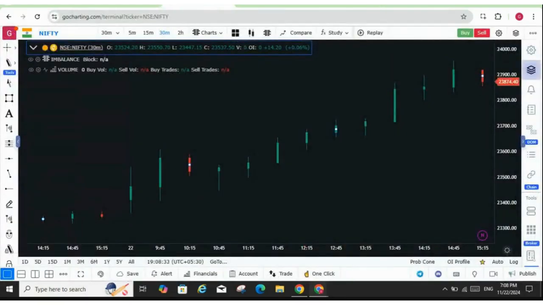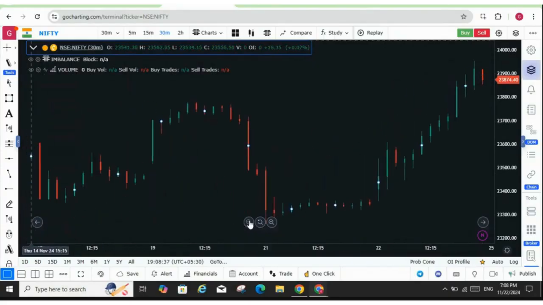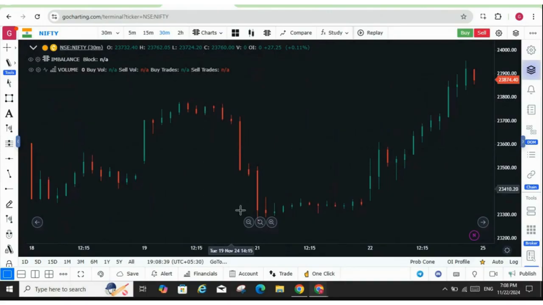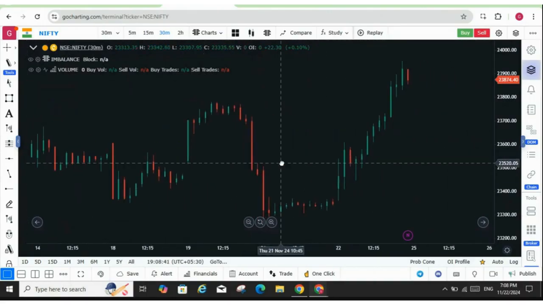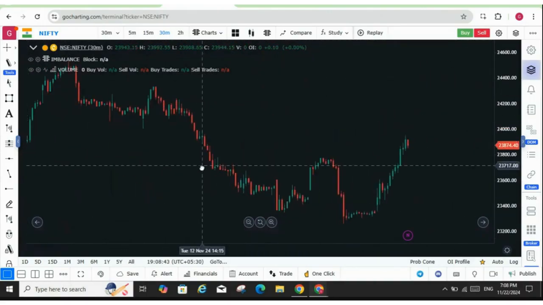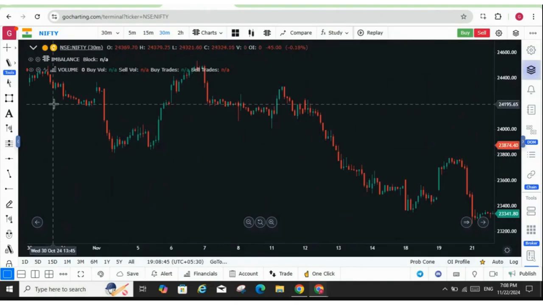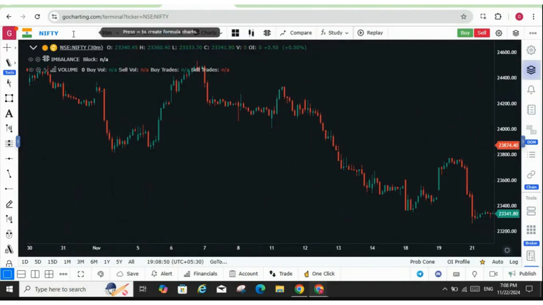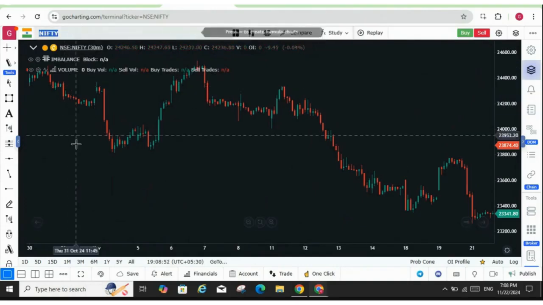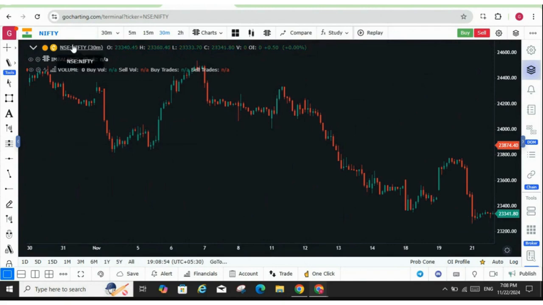So see, sir, Go Charting platform is mostly for order flow. First of all, the prime thing is order flow, although we are a complete platform as of now, and we have integrated many features. First of all, you have to search the symbol here. If you want to see the order flow, you have to search for either futures, options, or stocks.